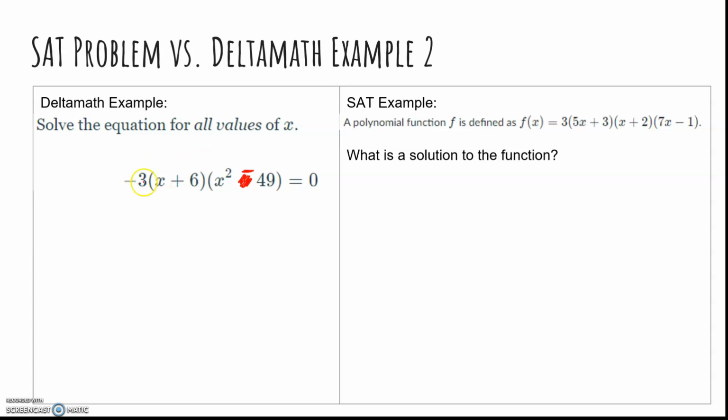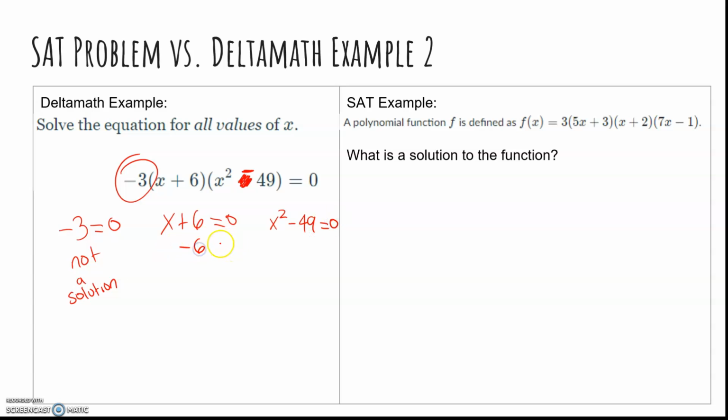I'm going to take each factor. And this negative 3 sitting out front is also a factor. So I'm going to set that equal to 0. Well, this is not possible, so this is not a solution. We still have to count it among our factors. We have to account for that possibility because it is technically a factor. I'm going to take x plus 6, set it equal to 0. And I'm going to take x squared minus 49 and set it equal to 0. And I have to solve all of these.